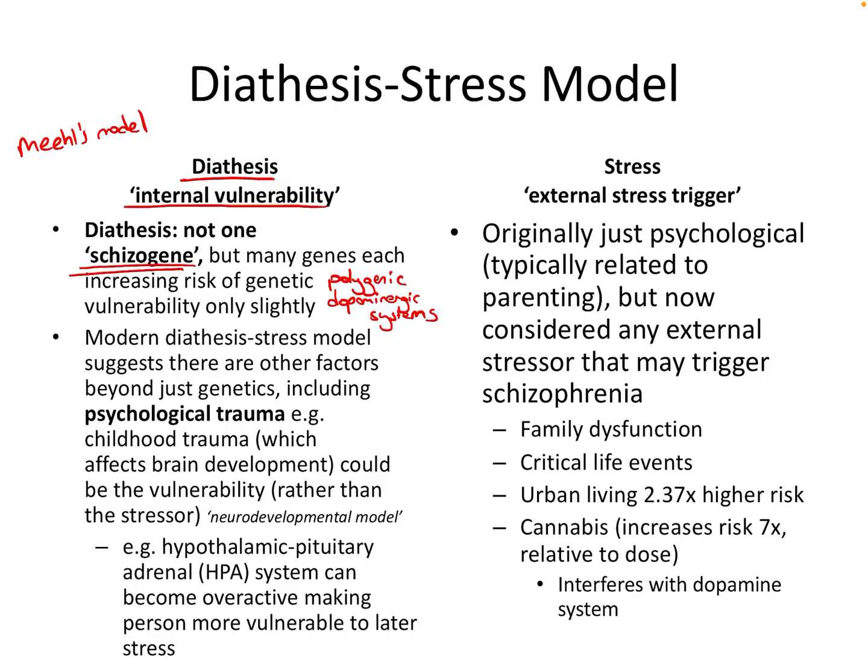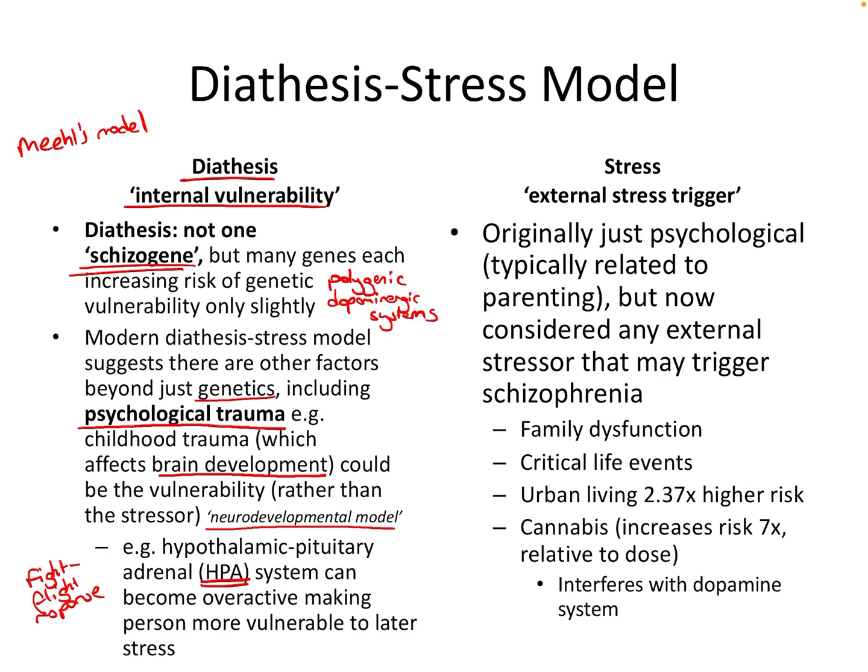Nowadays, we've got much more complex understandings of what diathesis can mean. And one of these is the neurodevelopmental model. This model basically says that diathesis, those internal vulnerabilities, go beyond just genetics. And actually, those internal vulnerabilities could be caused from psychological trauma. Now, I know that seems like an external factor, but just hear me out. Early childhood trauma affects brain development. It can hinder brain development. It can cause changes to the HPA axis, which, as we know, is involved in the fight or flight response. So early childhood trauma can affect how our body responds to stress.